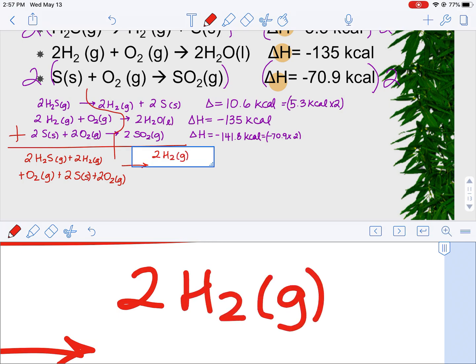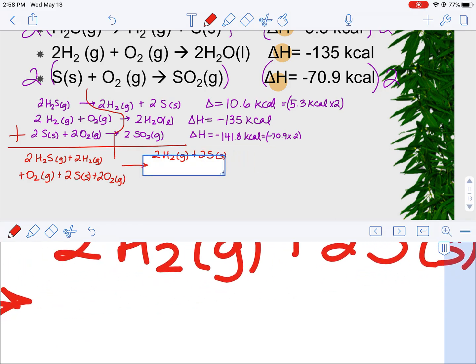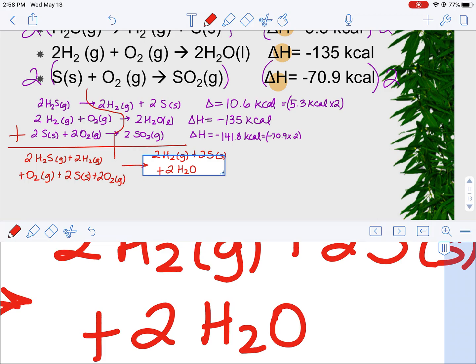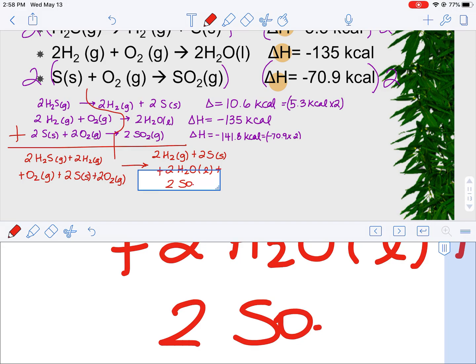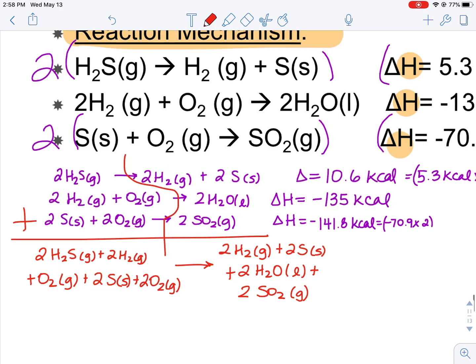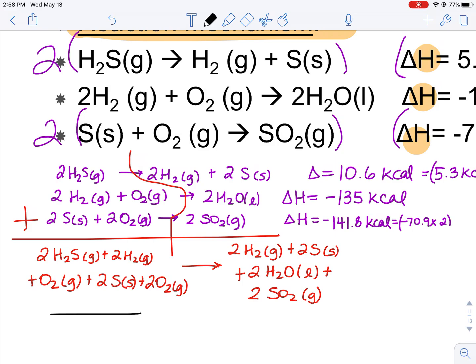2 moles of hydrogen gas, 2 moles of solid sulfur, and 2 moles of liquid water. Sorry, not reacts with, I'm on the product side, produces 2 moles of sulfur dioxide gas. And I'm now going to look and see what, if anything, shows up exactly the same way on the reactant and the product side so that I can cancel them out. I've got 2 H2 gas. I've got 2 solid sulfurs. And that's all I see that shows up exactly the same way.